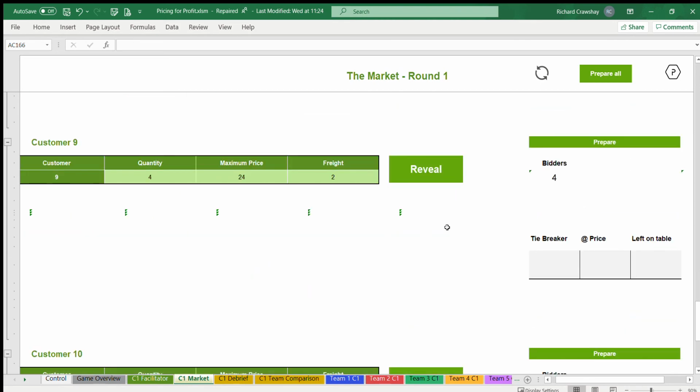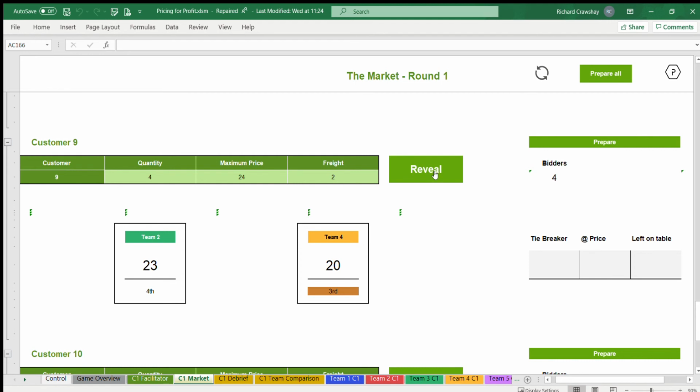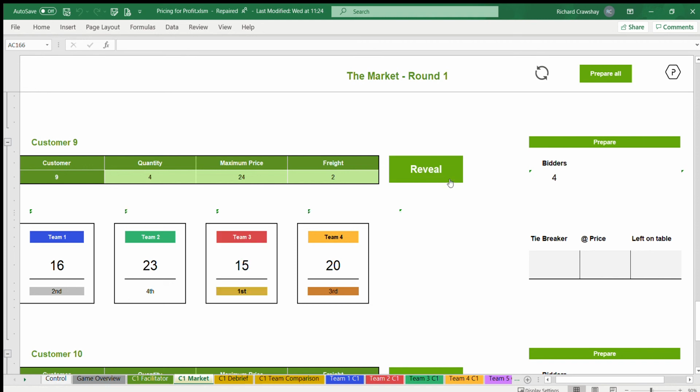Customer number 9, 4 bidders for this customer, 4 quantity, quite a lot are available here, but a freight charge of 2. So in 4th place with a bid of 23 is team 2. In 3rd place with a bid of 20 is team 4. In 2nd place is team 1 with a bid of 16. And the winners are team 3 with a bid of 15. Very good pricing there from team 3. There's no money left on the table. They could not have won this customer's business with a bid any higher than 15.